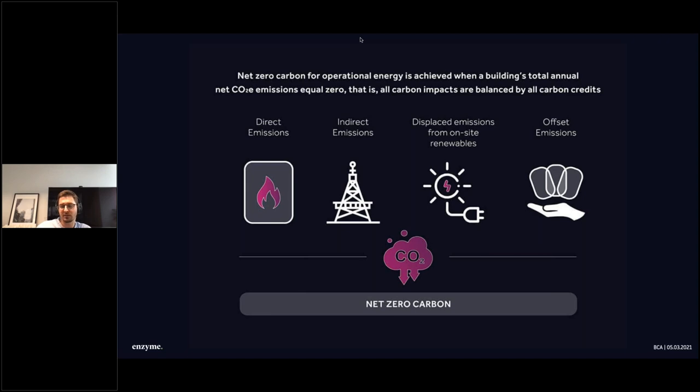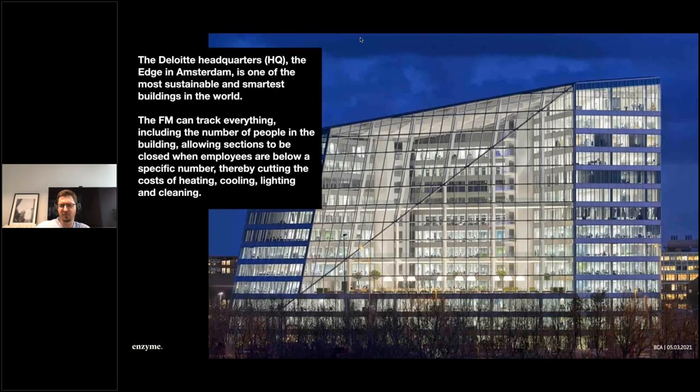So it's really key. It's a key aspect to be able to control all that information. A few of the examples for this is the Deloitte headquarters in Amsterdam. It's been named one of the most sustainable and smartest buildings in the world, and their FM system can track pretty much everything, as you can read there.